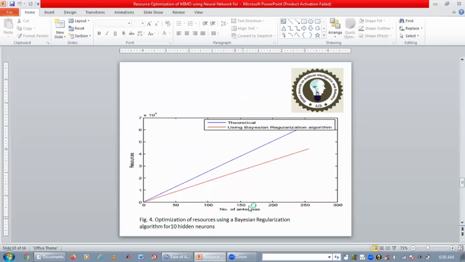In this graph, we observe that by using the Bayesian regularization algorithm for 10 hidden neurons, the resources can be minimized with the increase in the number of antennas. So this is the result of the Bayesian regularization algorithm for 10 hidden neurons.